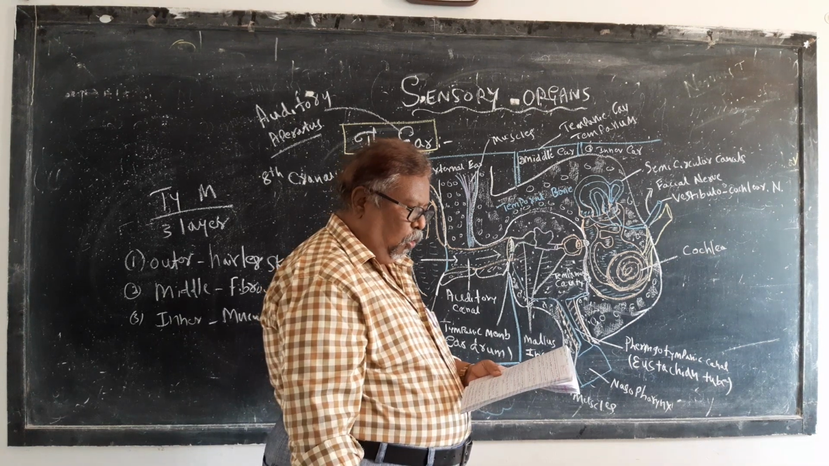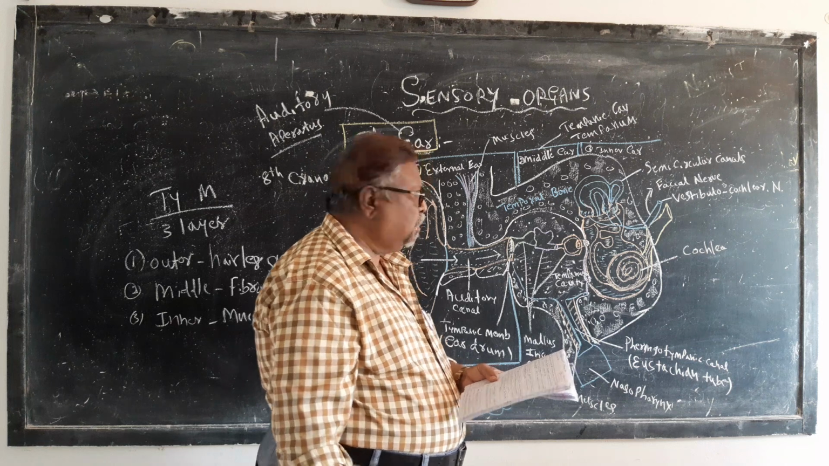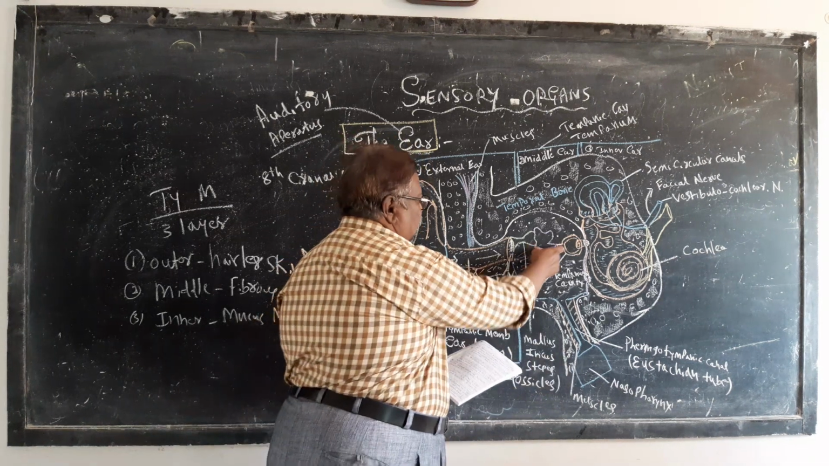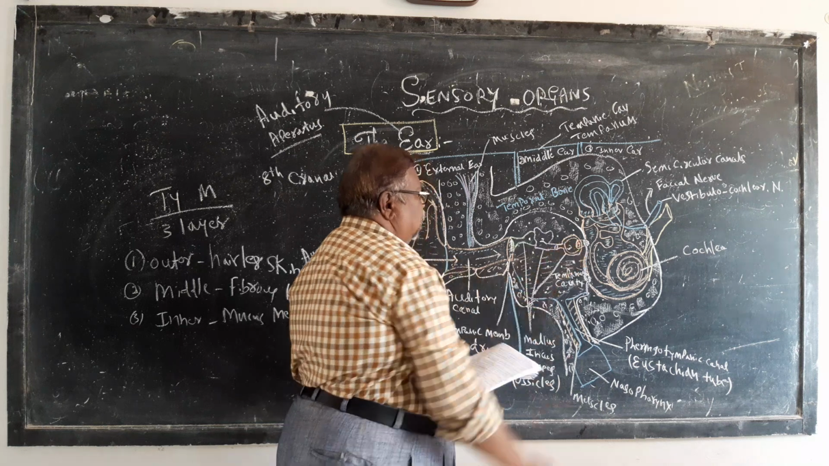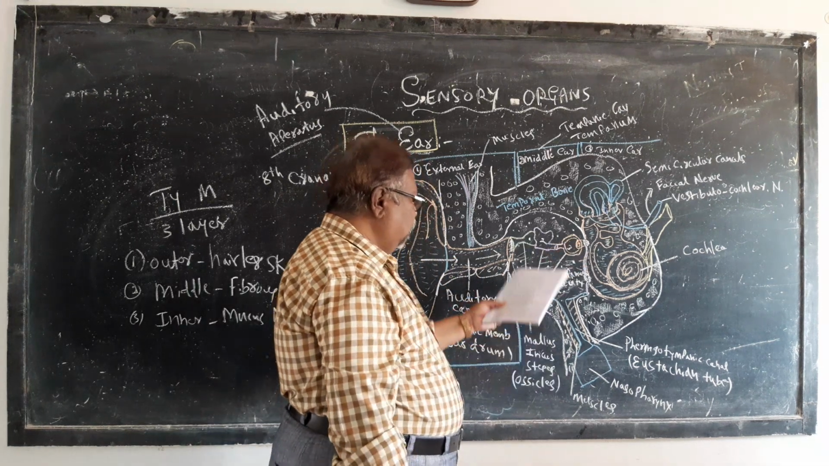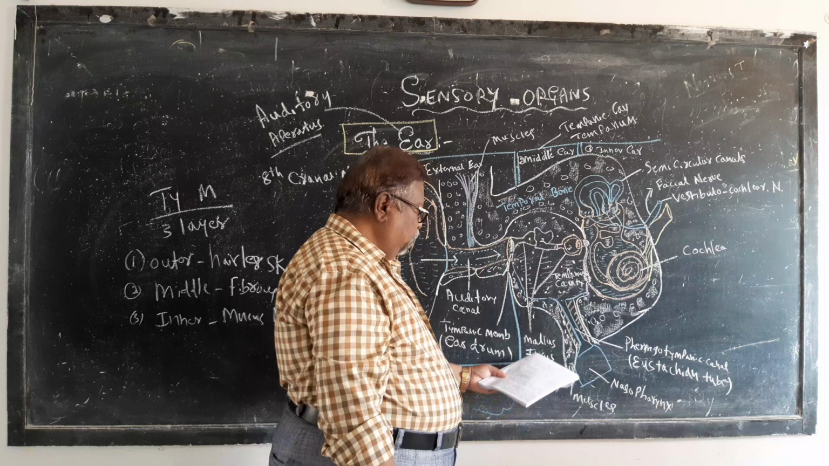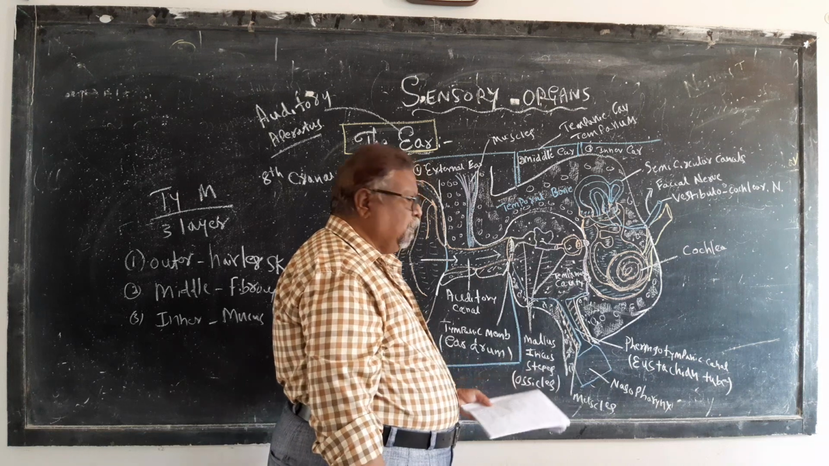There are three small bones called ear ossicles. So there are three: this is one, this is two, and this is three. These three bones are called the ossicles: malleus, incus, and stapes.